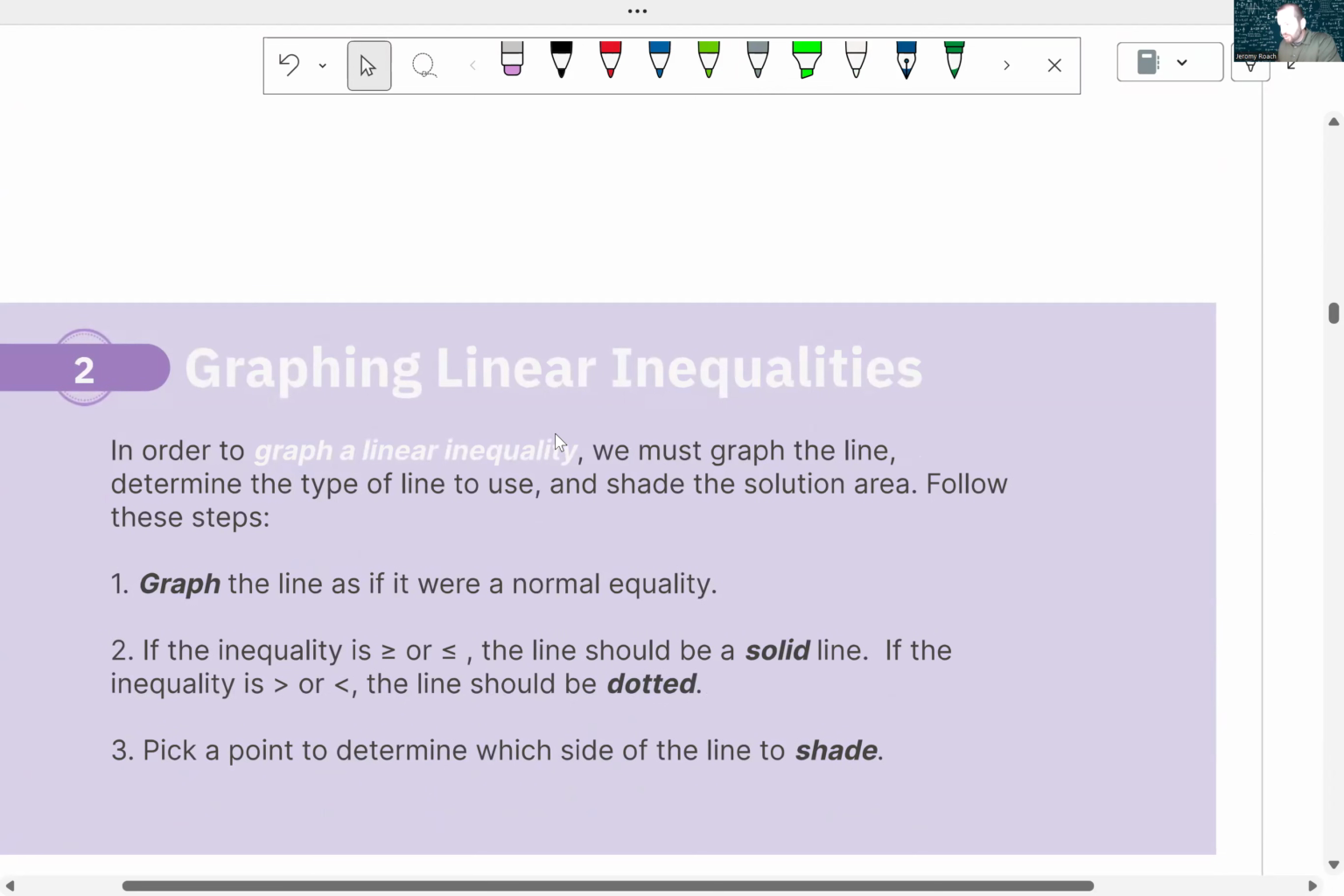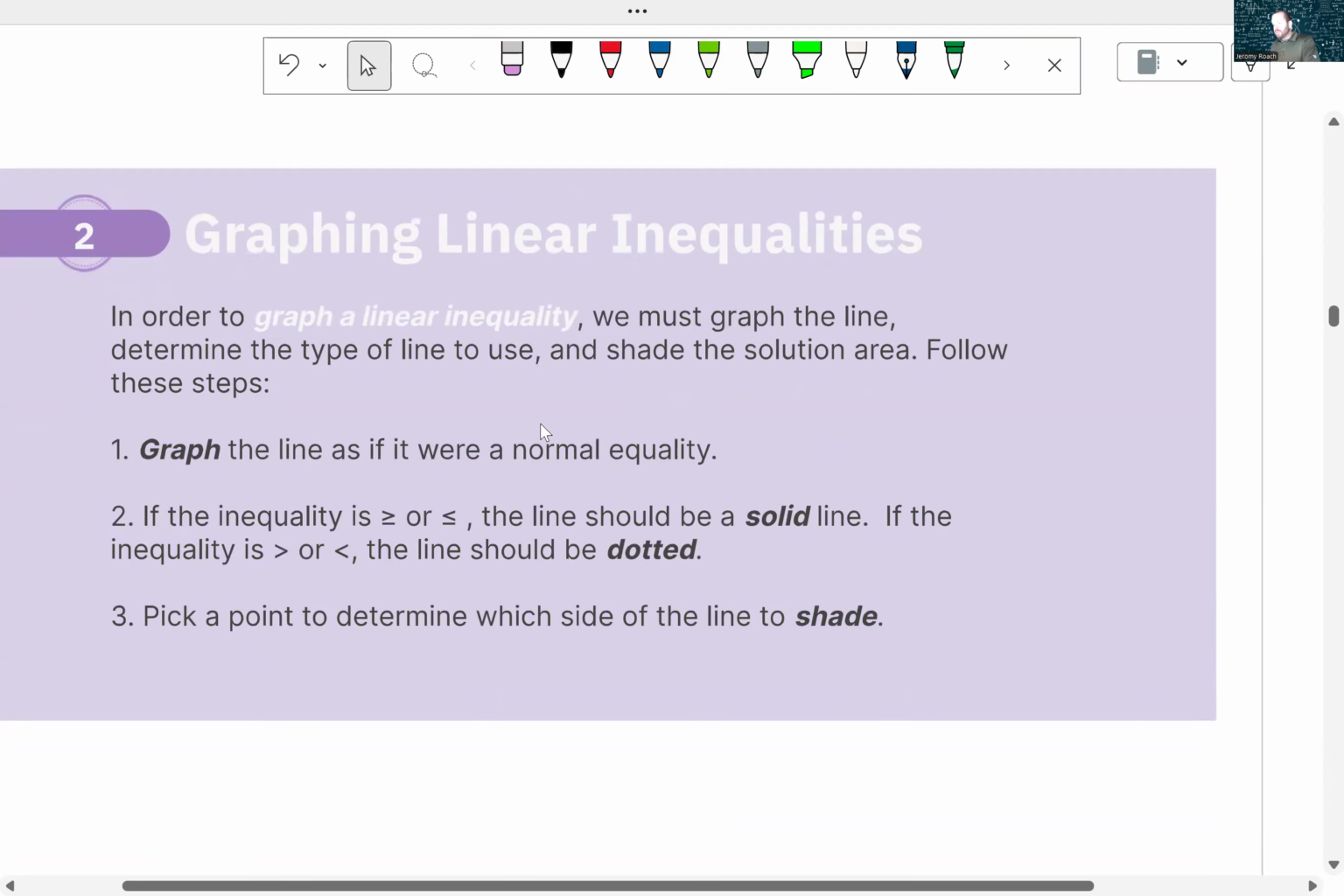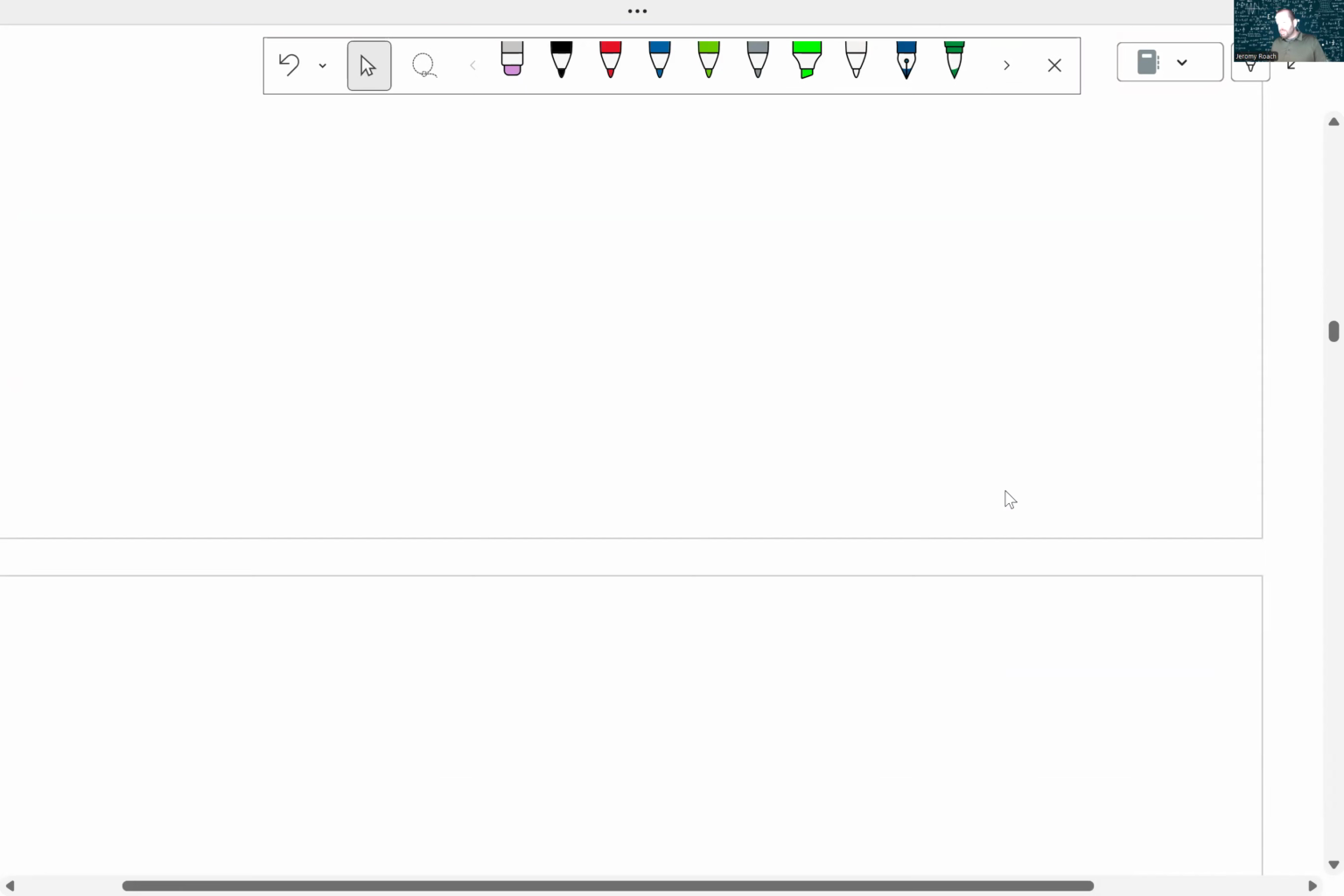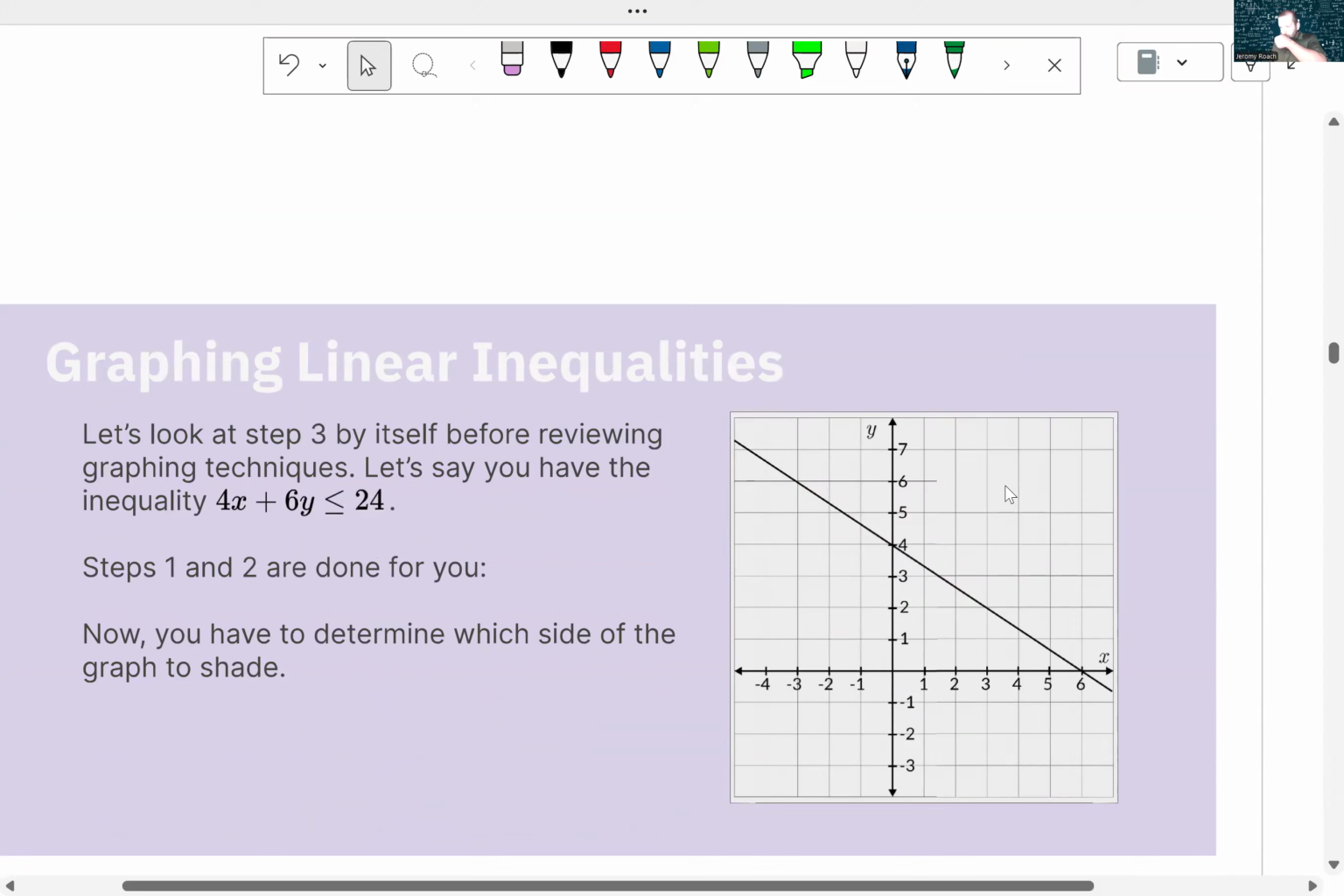And we just went over graphing linear inequalities, actually. So we graph it just like if it was a normal line. And then we determine, is it greater than or equal to, or less than or equal to? If it could be equal, we do a solid line. If it can't be equal, we do a dotted line. And then this says pick a point to determine which side of the line to shade. So let's look at an example here.